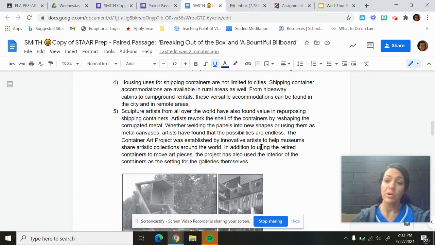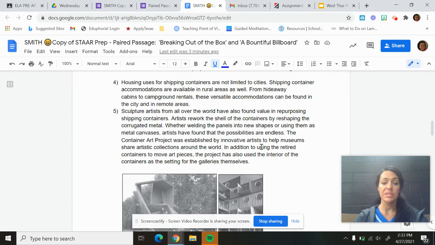Sculpture artists from all over the world have also found value in repurposing shipping containers. Artists rework the shell of the containers by reshaping the corrugated metal. Whether building the panels into new shapes or using them as metal canvases, artists have found that the possibilities are endless. The Container Art Project was established by innovative artists to help museums share artistic collections around the world.